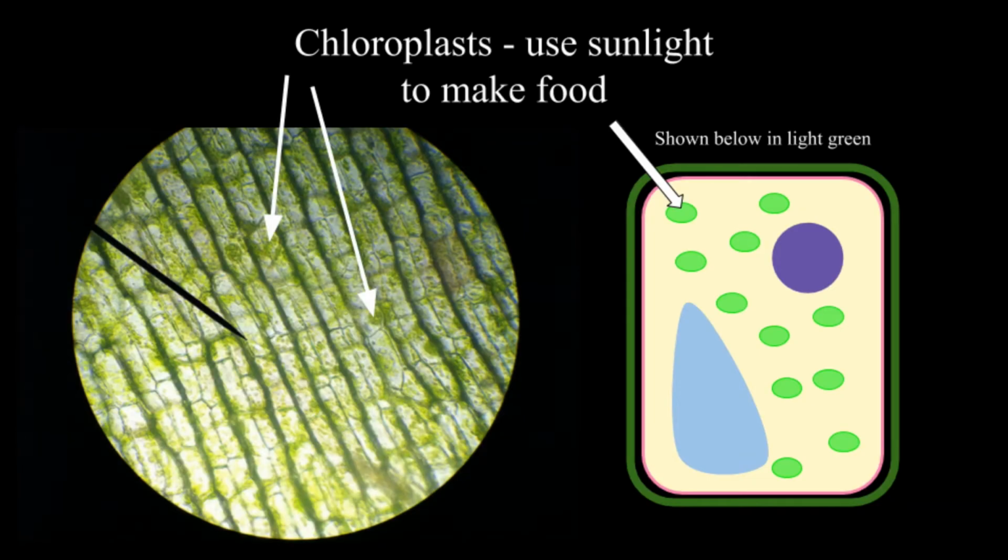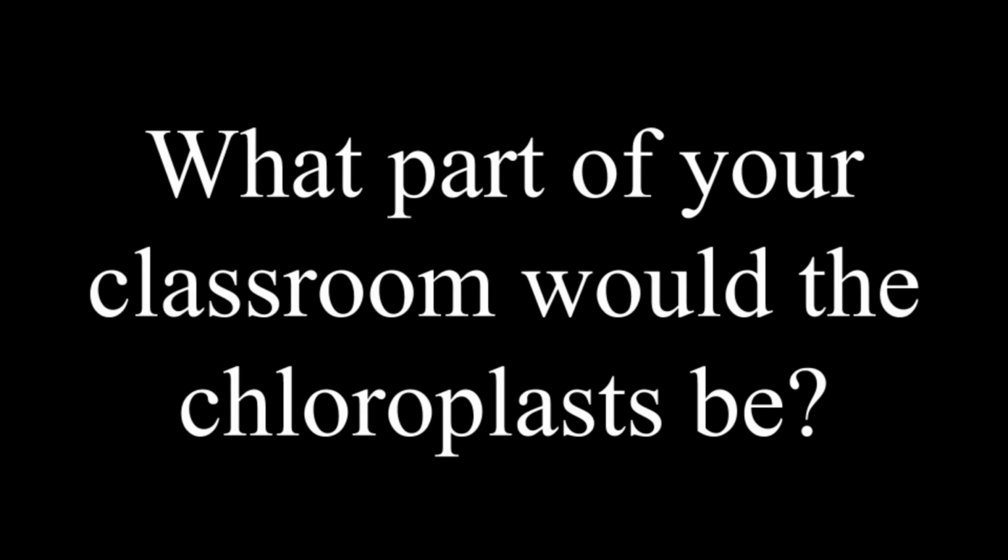These are chloroplasts. They contain chlorophyll, which is a green pigment that captures sunlight. The chloroplasts use energy from captured sunlight to produce food for the cell. What part of your classroom might this be? Pause the video now to discuss.